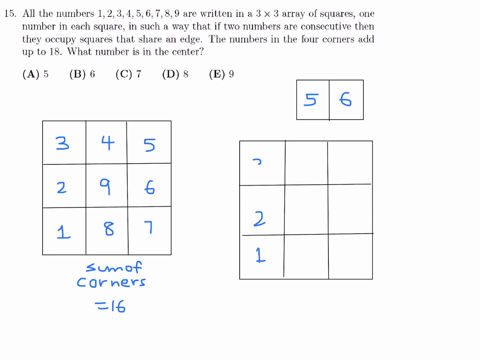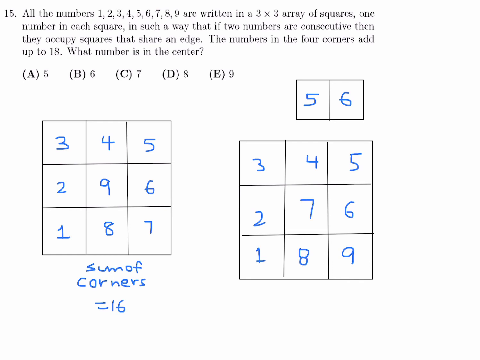All right, let's try again. 1, 2, 3, 4, 5, 6. At this point, if I put a 7 here, I'm pretty much done, the same thing as the last one. So I've got to get the corners to add to 18. This one added to 16, so I need 2 more. So put a 9 here. And then 8, and then 7.